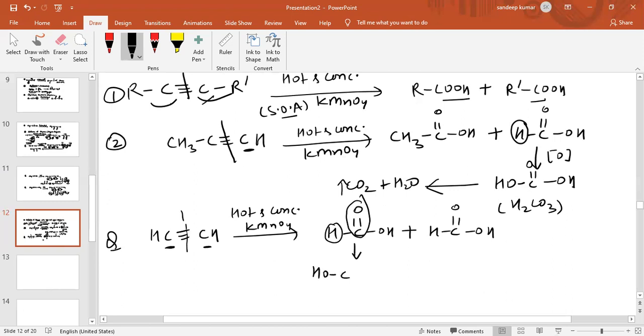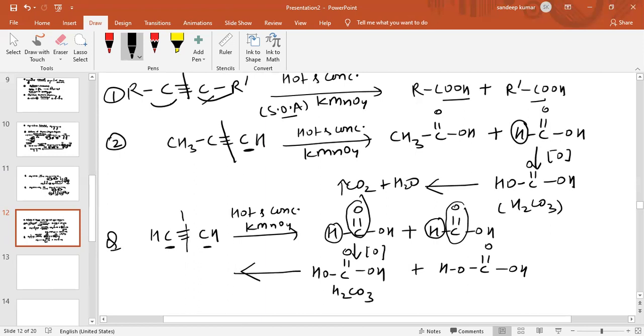So oxidation is possible. It will convert into OH, C double bond O, OH. In the same way, there is also hydrogen attached to the C double bond O, so here also further oxidation is possible. So this is OH, C double bond O, OH. This is basically carbonic acid, H2CO3. So the product obtained is CO2 plus water in this case also. So this is how the oxidation takes place.